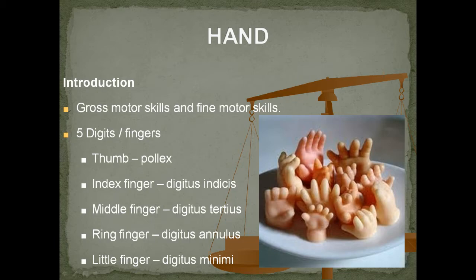Hand introduction. It is used for gross motor skills and fine motor skills, and there are five digits, so we can see five fingers. The thumb we call pollex, the index finger digitus indicis, the middle finger digitus tertius, the ring finger digitus annulus, and the very little finger digitus minimi. These are all the anatomical terms we use for the fingers.